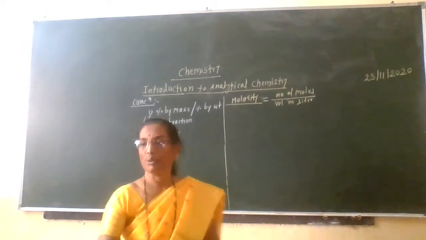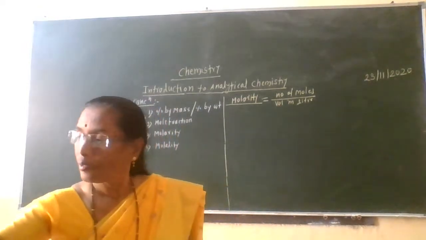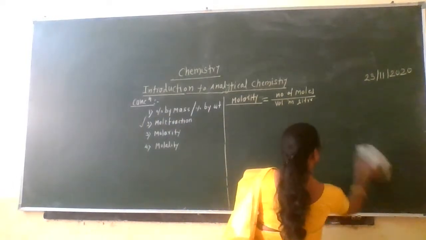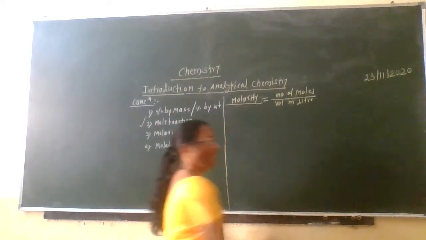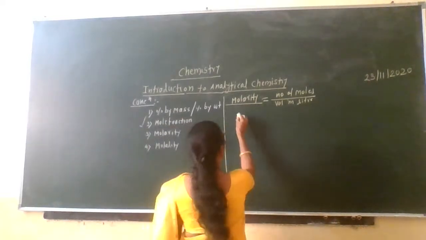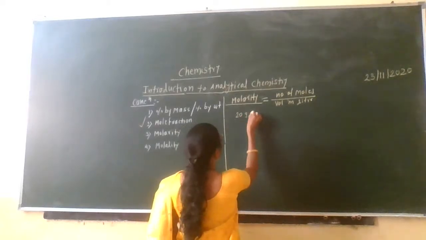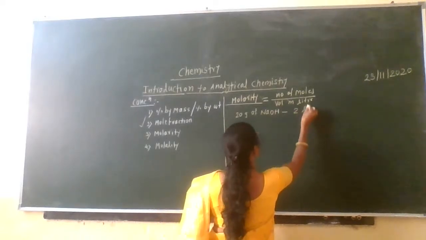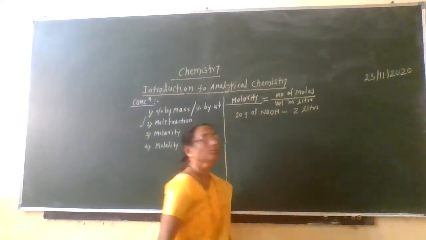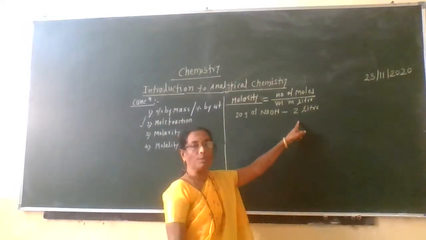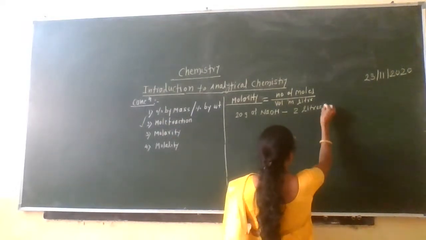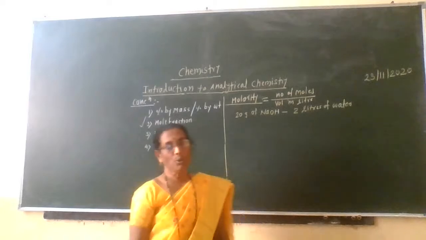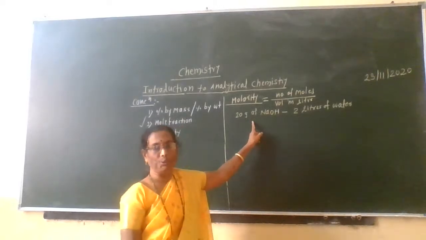Now, how to calculate the molarity? Suppose we have been given one problem. Suppose 20 gram of NaOH is dissolved in 2 liters of solution, that means 2 liters of water. And we have to calculate the molarity of the solution.